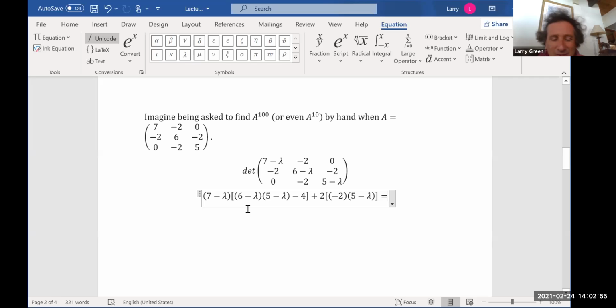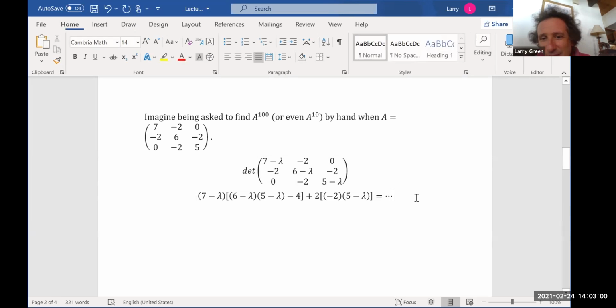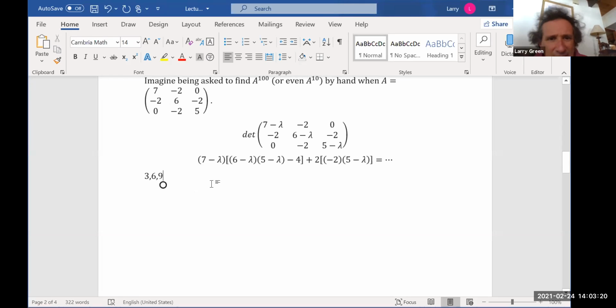It's a bit messy, but we can get this work done if we need to. But maybe I'm going to jump to the chase, since I wasted your time by having a typo. And I will let you know that the eigenvalues are 3, 6, 9. Any questions on that?